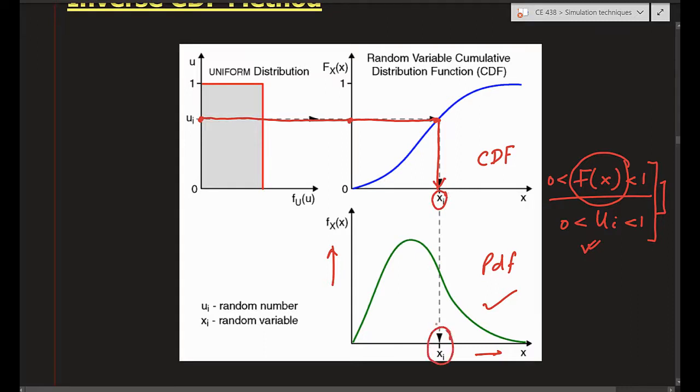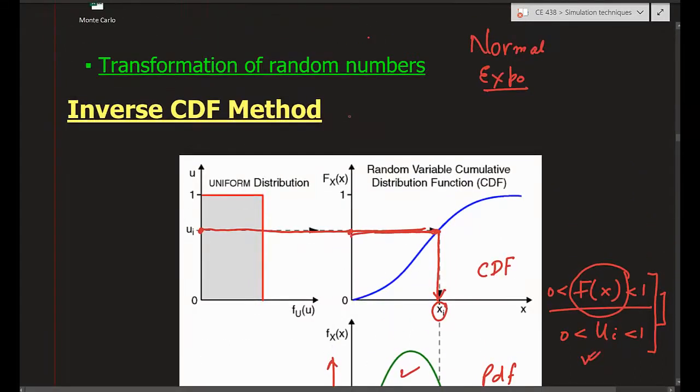So once we know a random number, we go to the CDF for a particular distribution and find the corresponding value. This is the idea of generating a random number, and this technique is called the inverse distribution method, or inverse CDF method, of generating a random number. We'll discuss this method of generating a random number in detail.